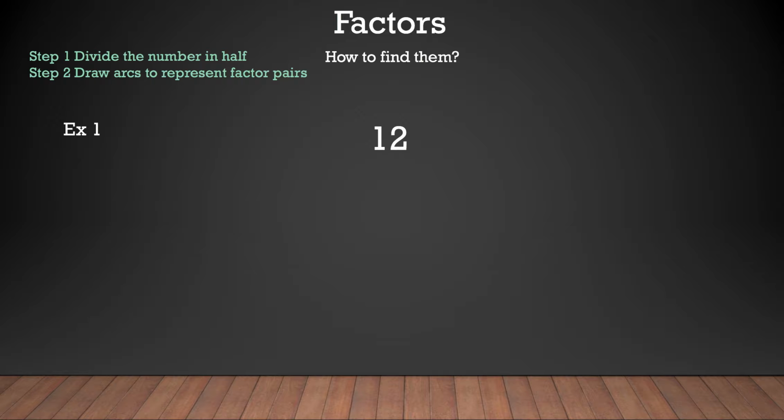Now let's take a look at 12 and continue with it. Let's take a look at the first part, which is step 1. We're going to divide the number in half, and 12 divided by 2 is 6. And those are the numbers we need to check to find the factors.